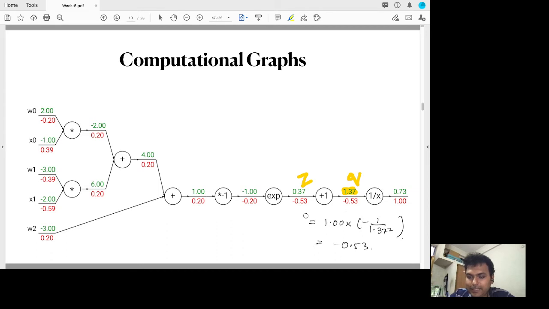You have already found out dou q dou z, and you already know dou q dou f. So how can you find dou f dou q? By using chain rule. Again by using chain rule. So this is the crux of the entire backpropagation algorithm or any training of neural networks.